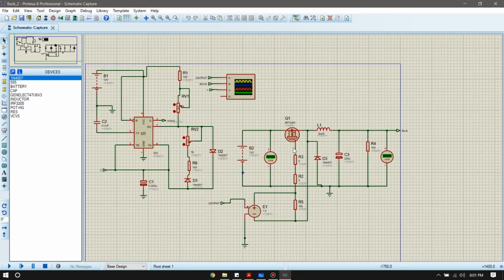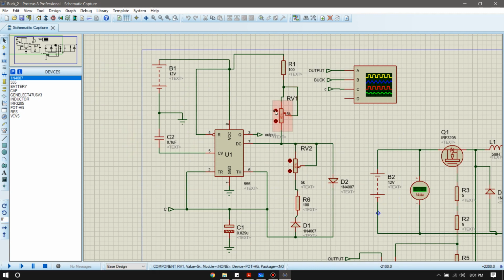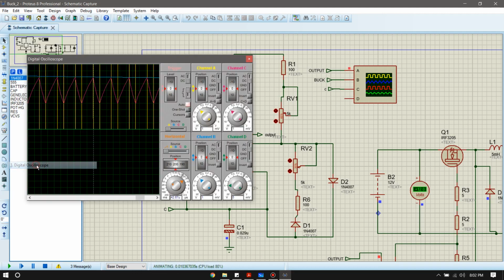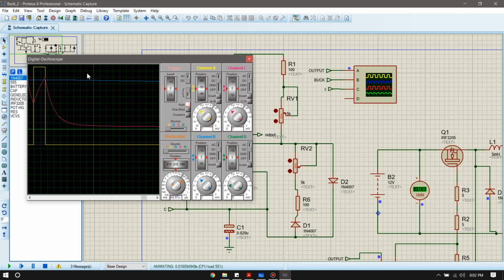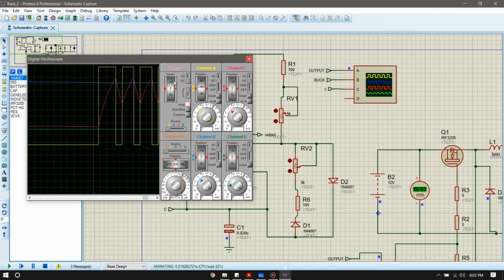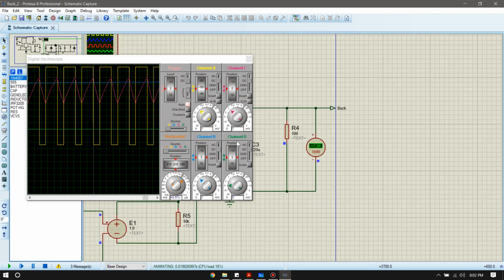Okay, so as I was saying, when we keep R1 at 65%, so we increase the resistance at R1, and we decrease the resistance at R2, then our duty cycle increases. If you look at our oscilloscope, you'll see that the on time of the pulse is greater than the off time of the pulses. And that means our output increases. So you can just wait for it a bit. You'll see that it will increase eventually.